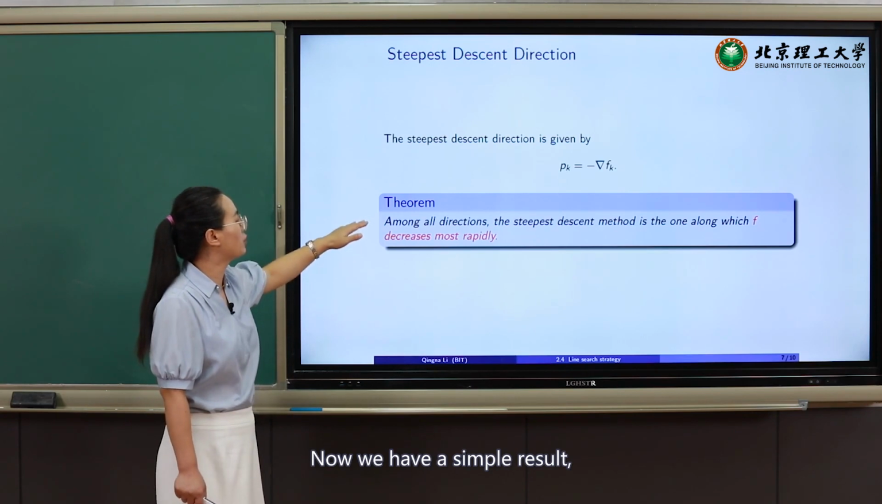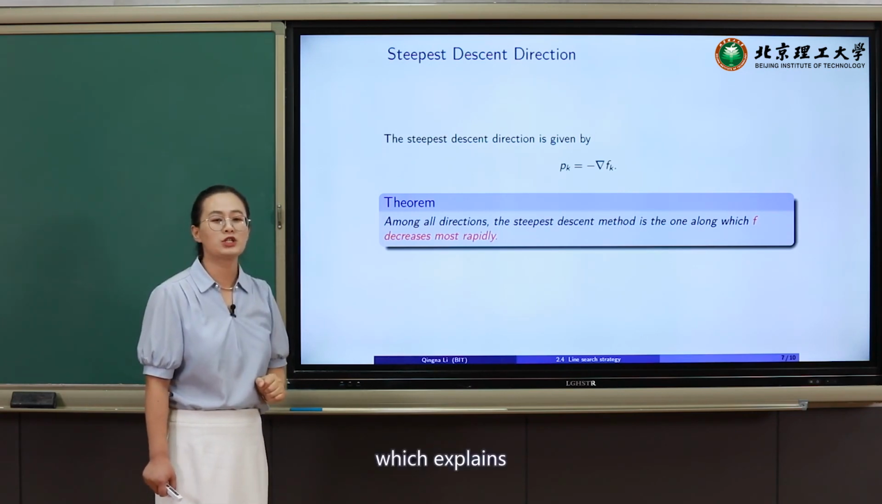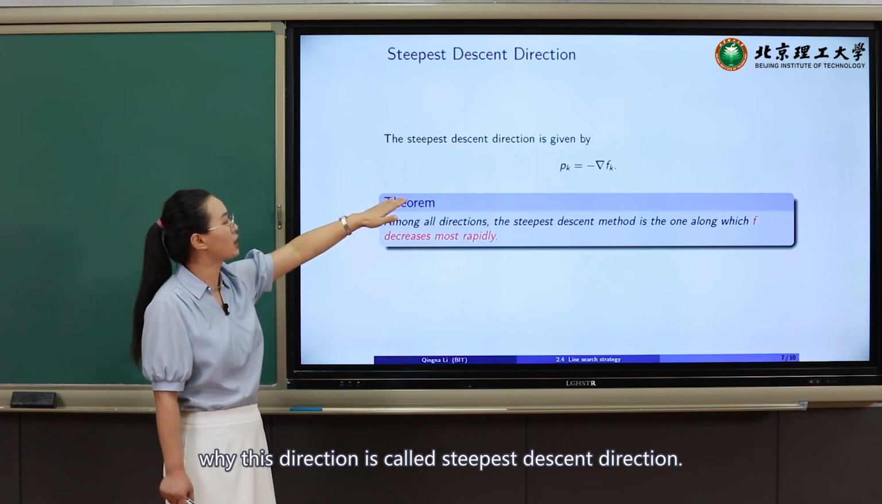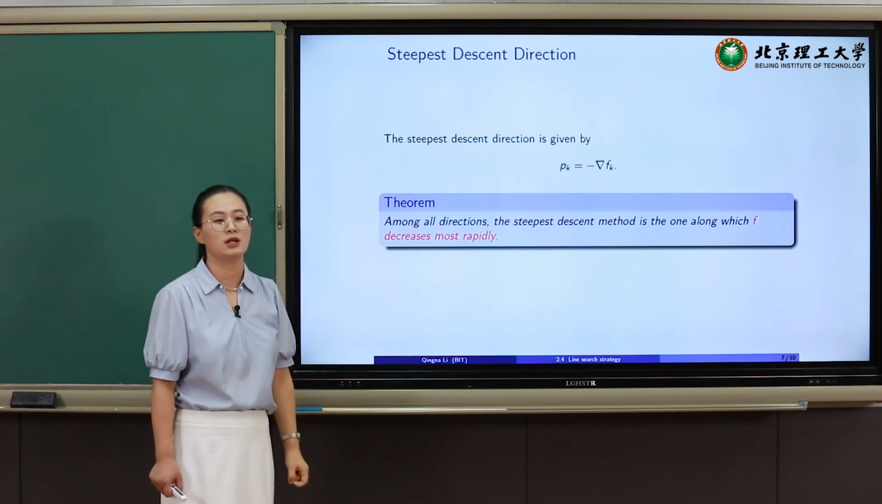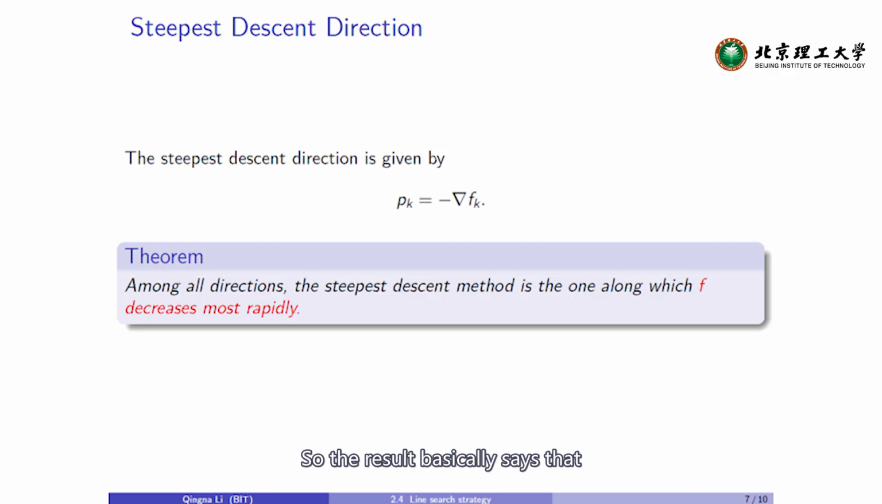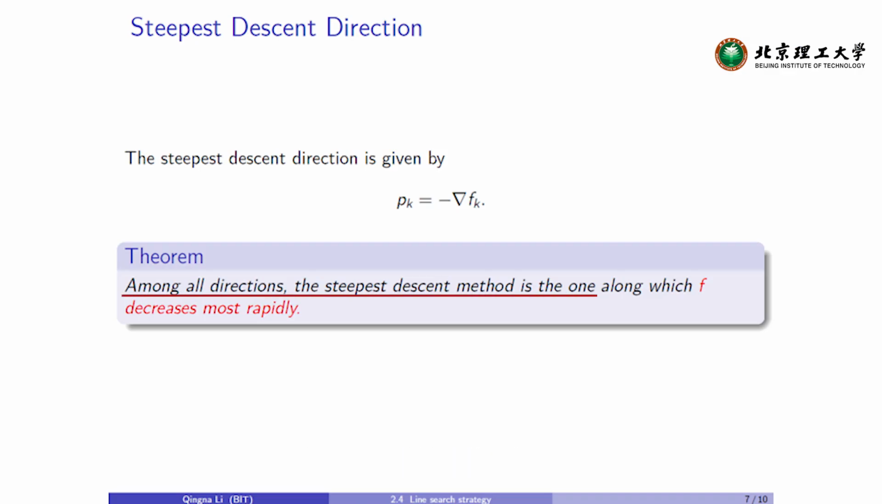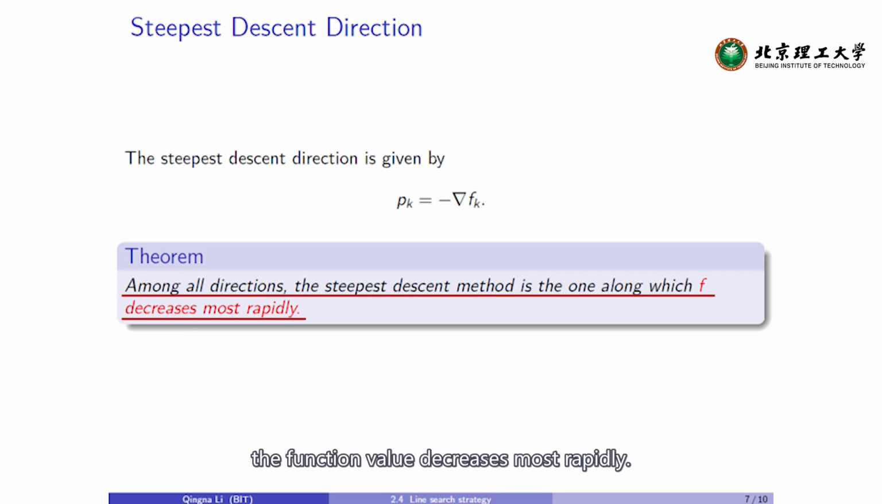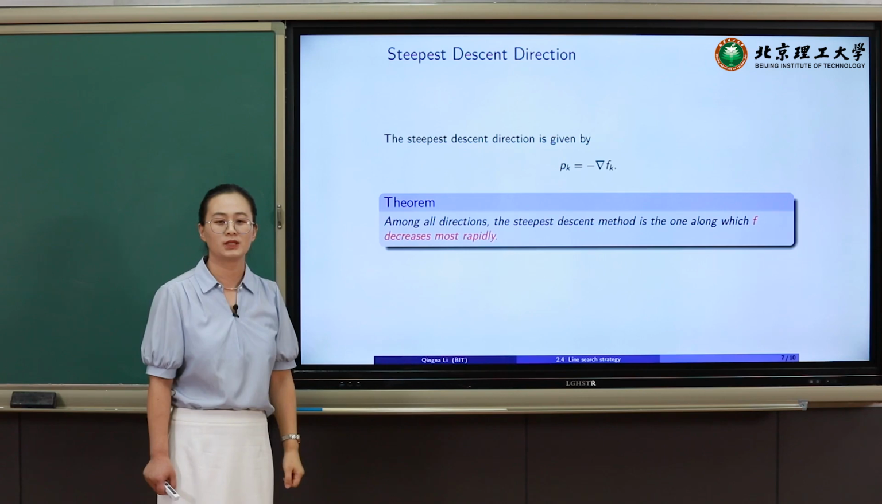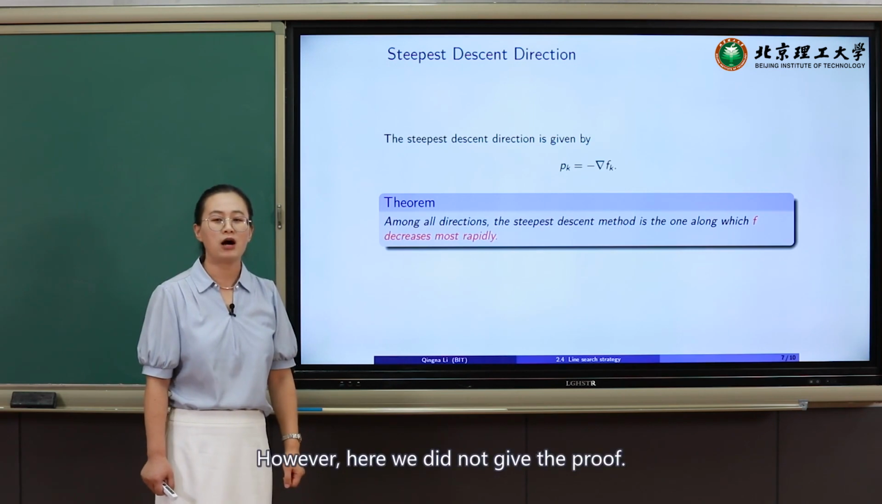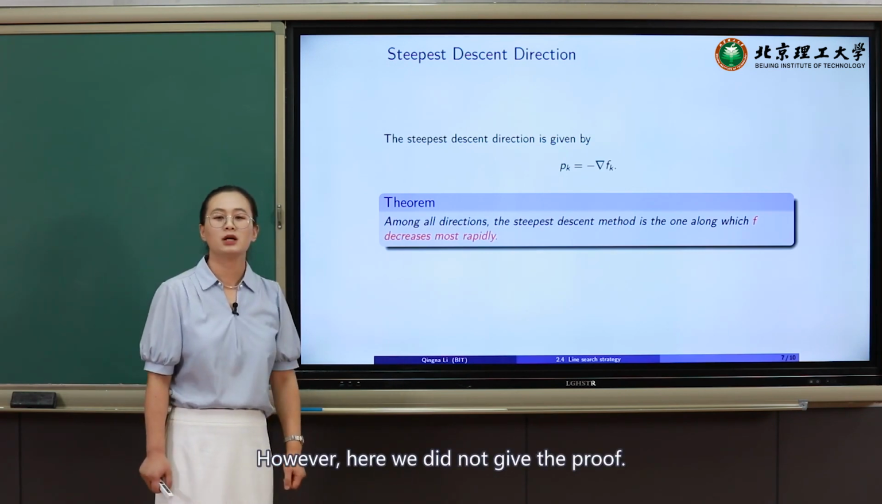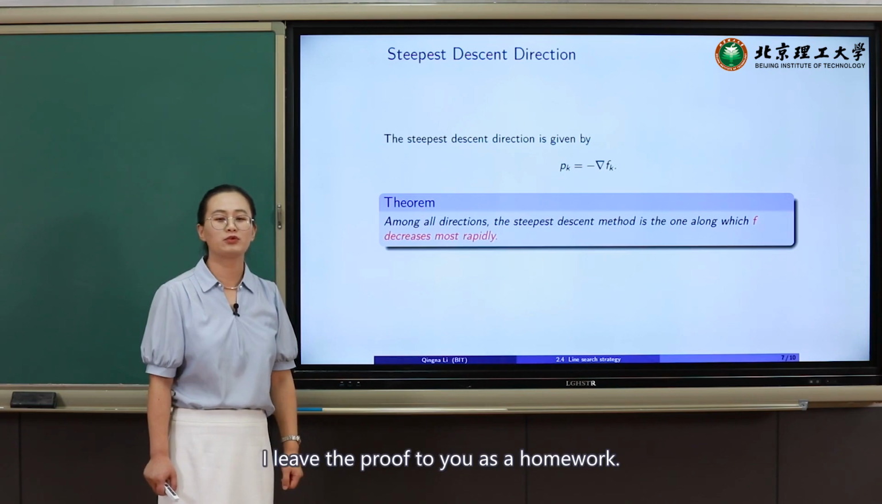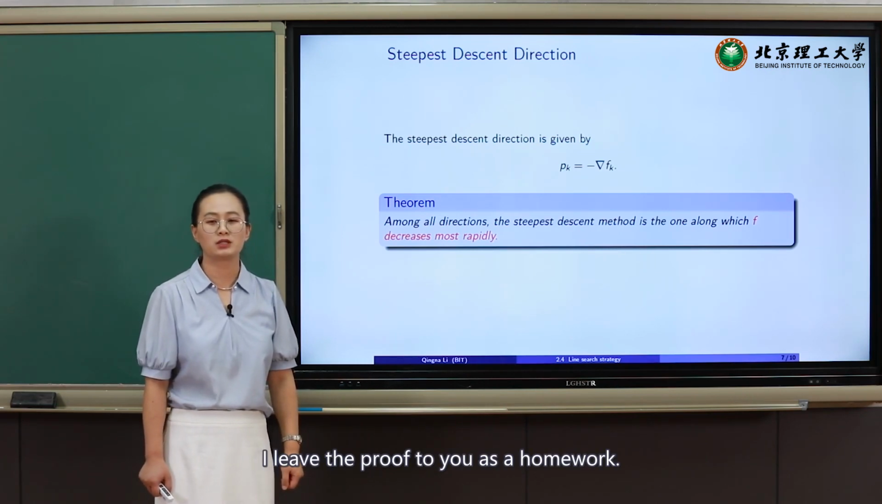Now, we have a simple result which explains why this direction is called the steepest descent direction. The result basically says that among all the directions, the steepest descent direction is the one along which the function value decreases most rapidly. So this is a result, and we put it as a theorem. However, here we did not give the proof. I leave the proof to you as a homework.